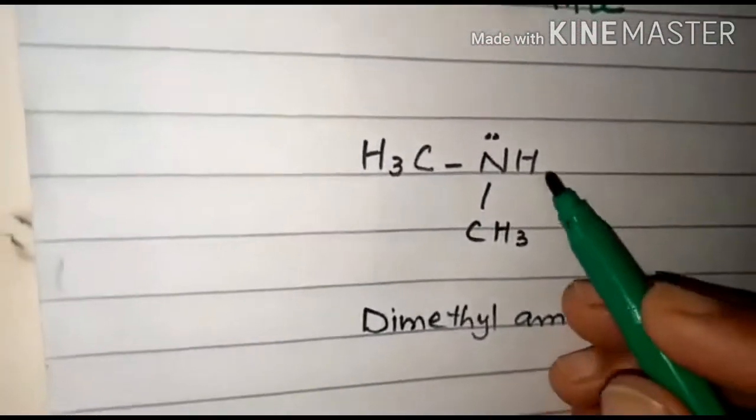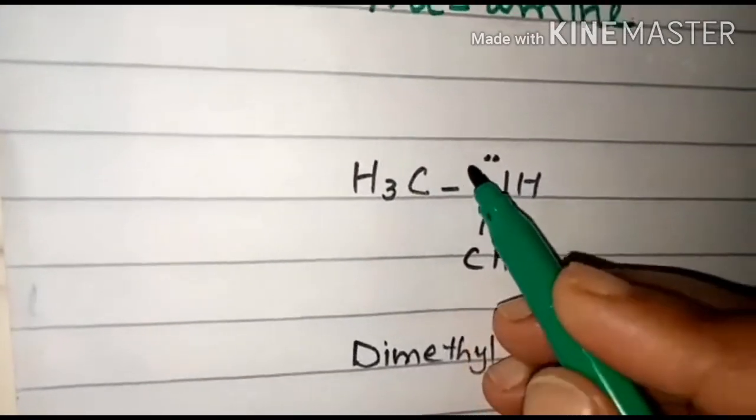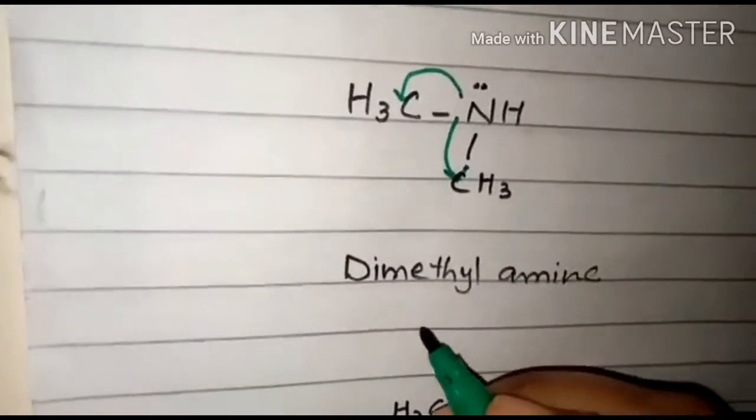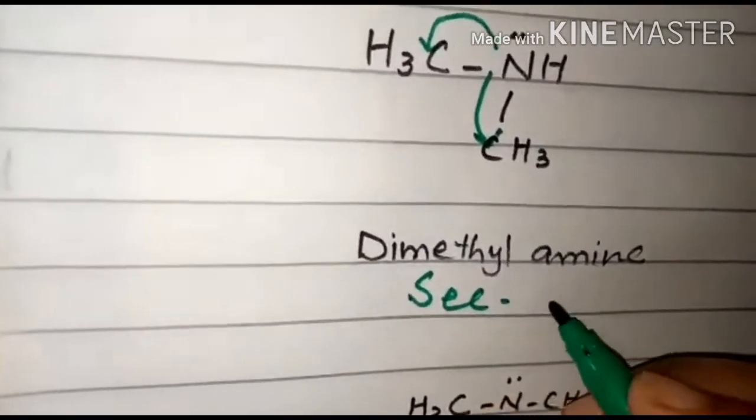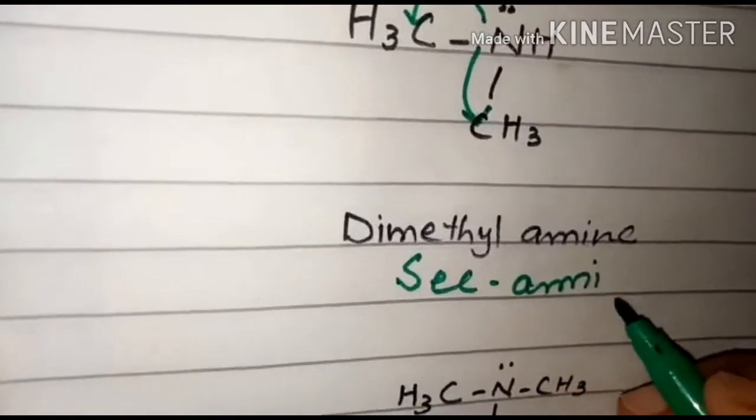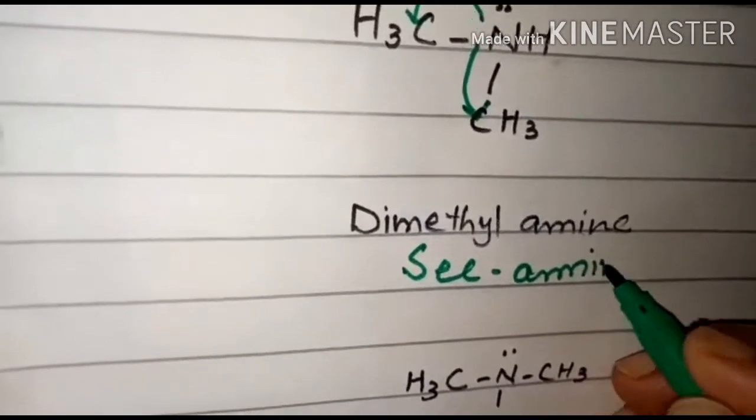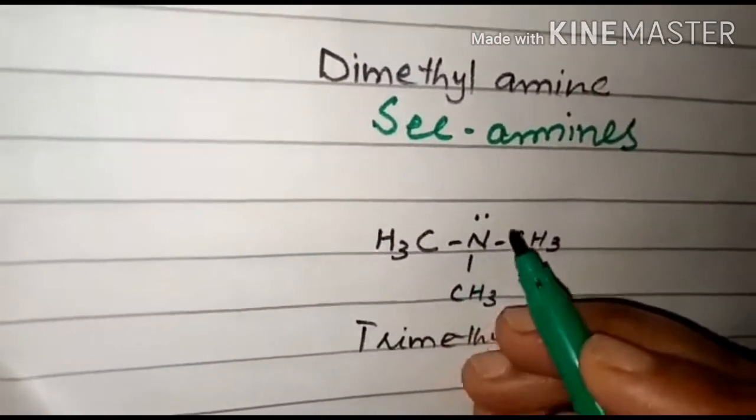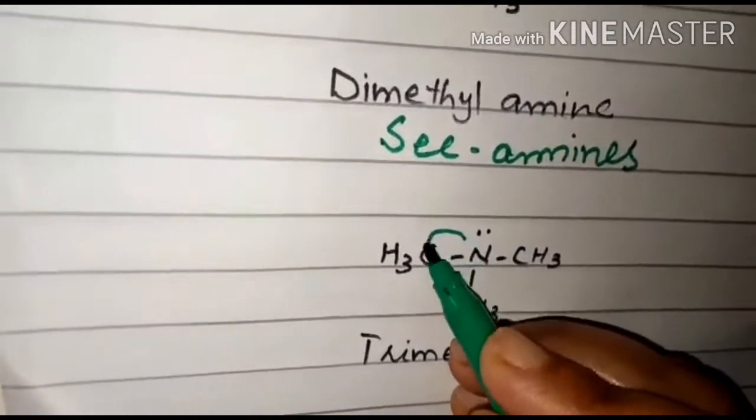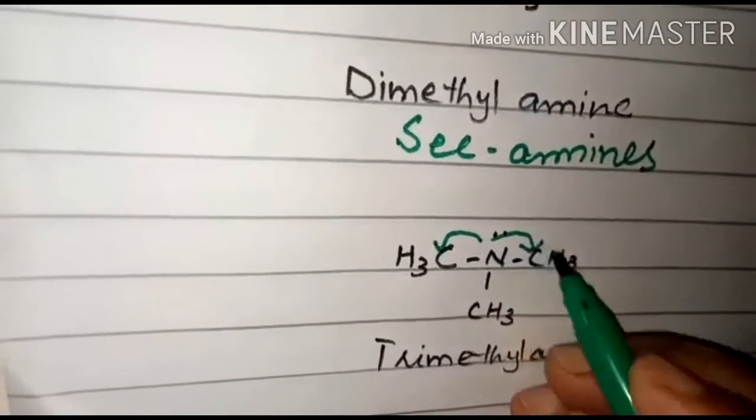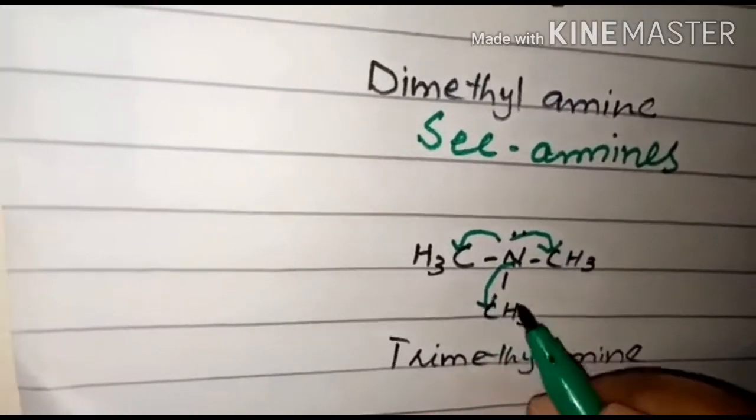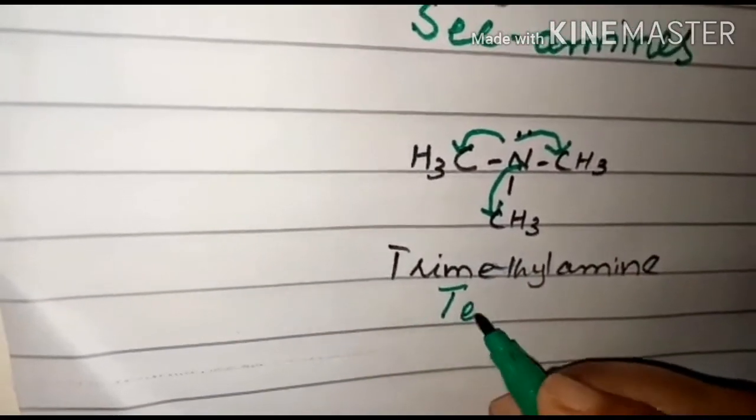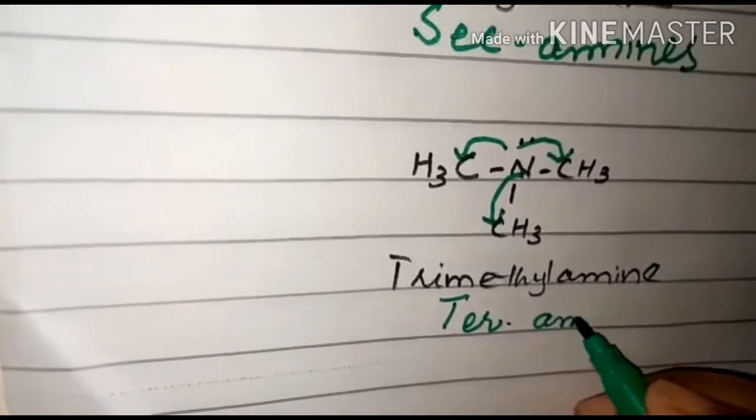Same, the hydrogen which is removed from this nitrogen is further attached to two other carbon atoms. So it is called secondary amines. Then the nitrogen from which hydrogen has been removed, if it is attached to three other carbon atoms, 1, 2 and 3, so it is trimethylamine, or the other name is tertiary amines.